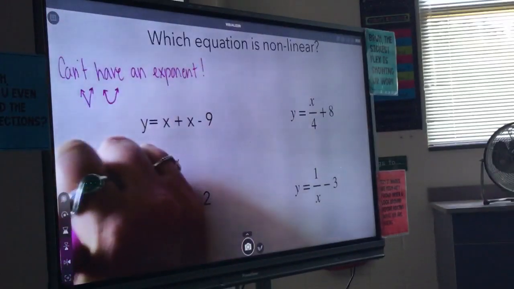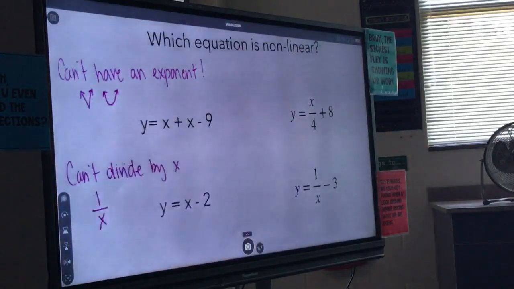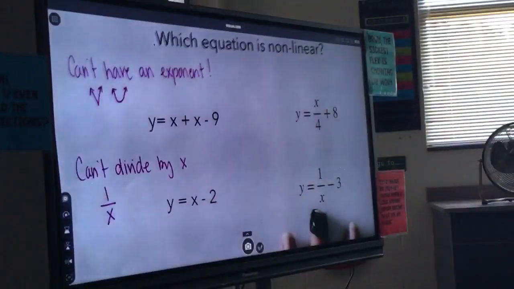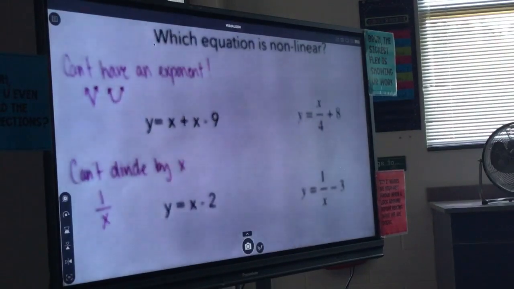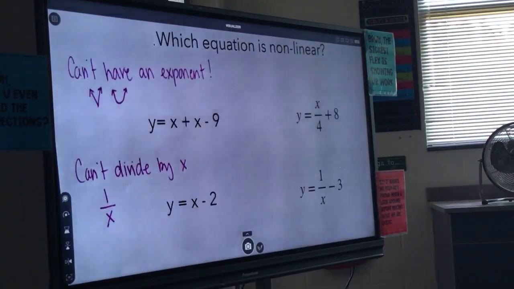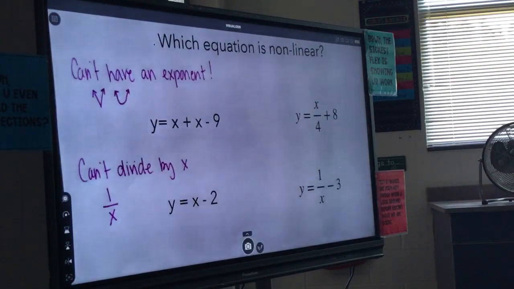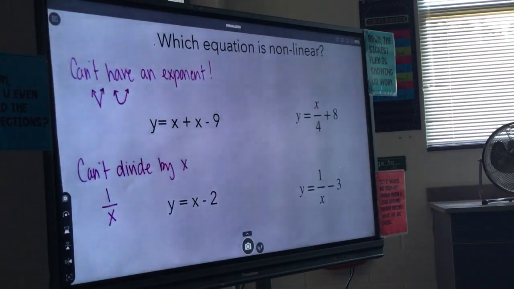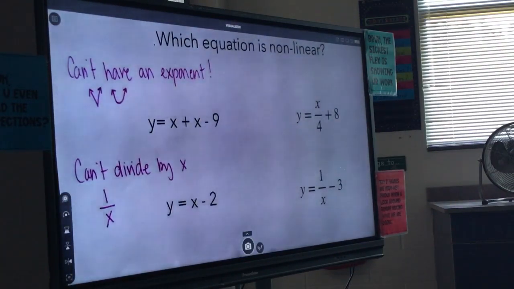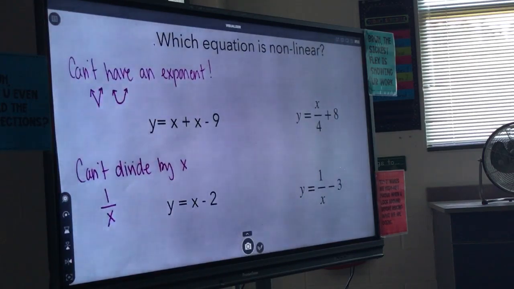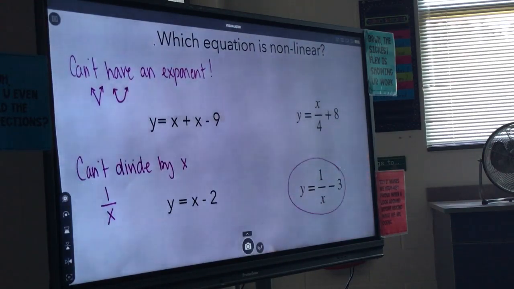Which means a number over x. Okay, so knowing those 2 things, which equation is not linear up here? Y equals x over 4 plus 8. Because you're like, are you sure? Actually no. Y equals 1 over x minus 3. Is the only reason you picked that because that's the one I was going to circle? Because that's the one I thought you were going to say? No, yeah, that's the one I'm picking because it's the easiest looking one. It's like the most obvious one.